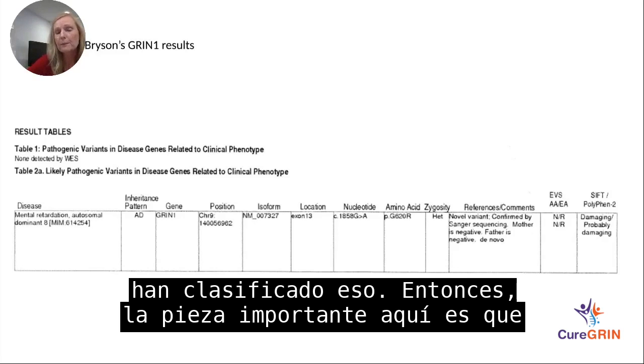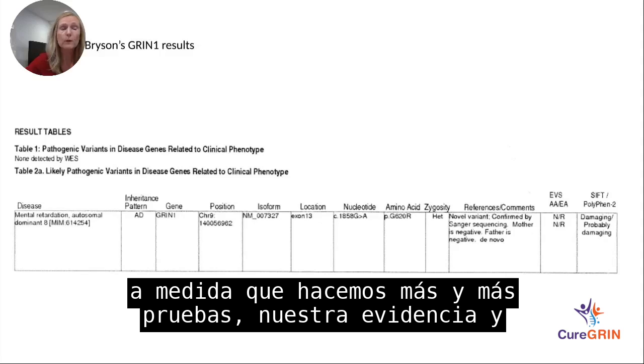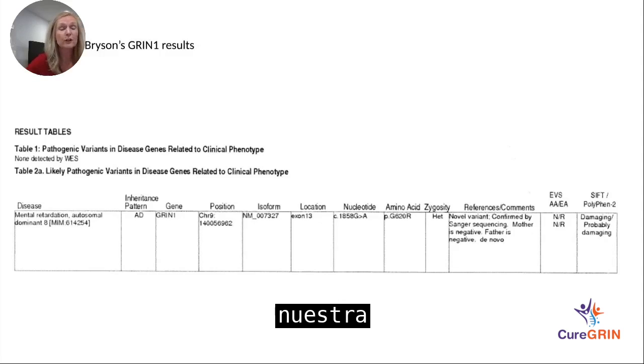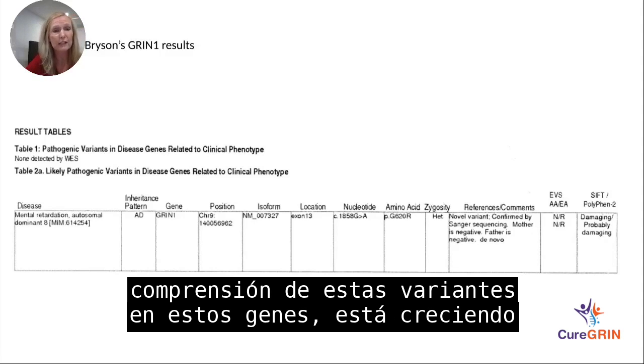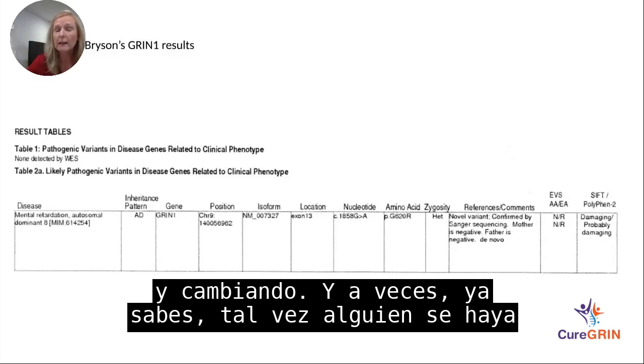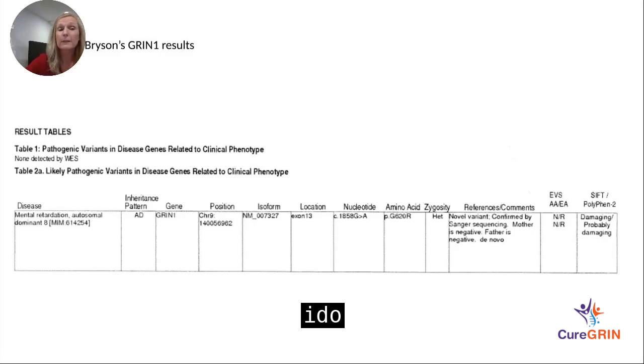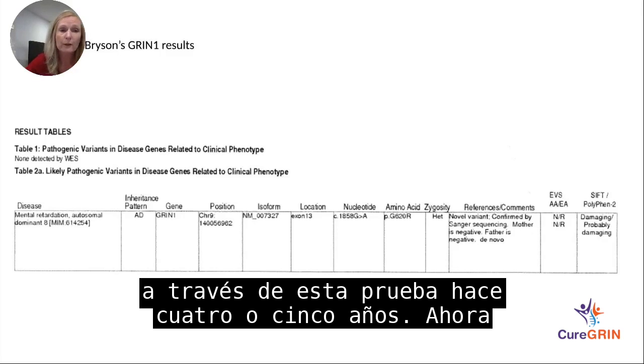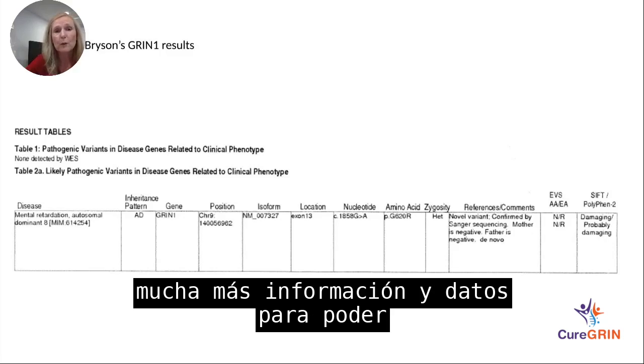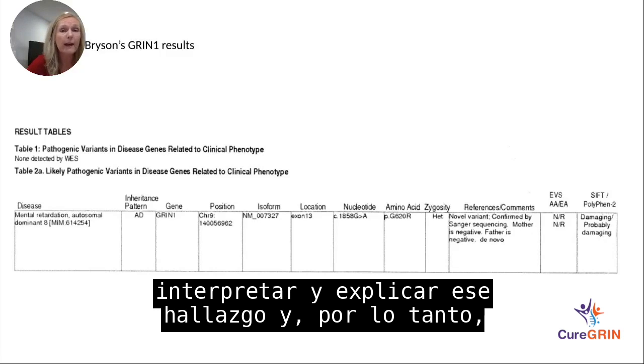So the important piece here is that as we're doing more and more testing, our evidence and our understanding of these variants in these genes is growing and changing. Sometimes somebody has gone through this testing 4 or 5 years ago, and we now have so much more information and data to be able to interpret and explain that finding.